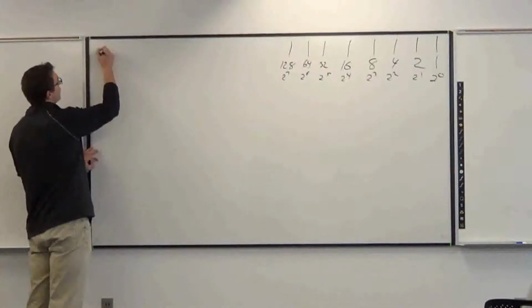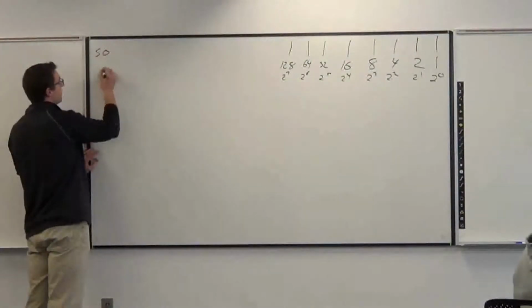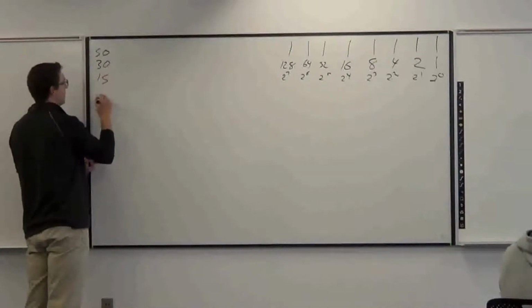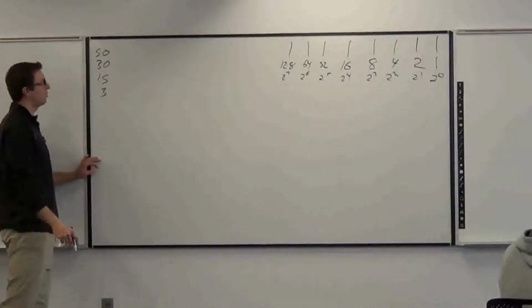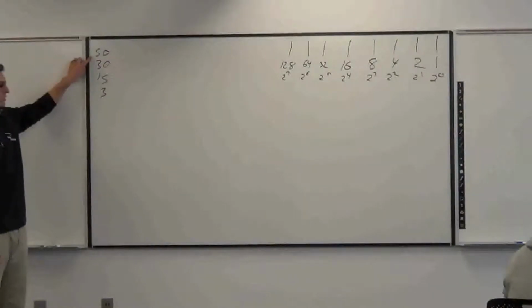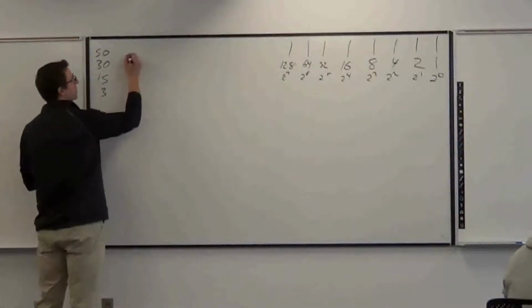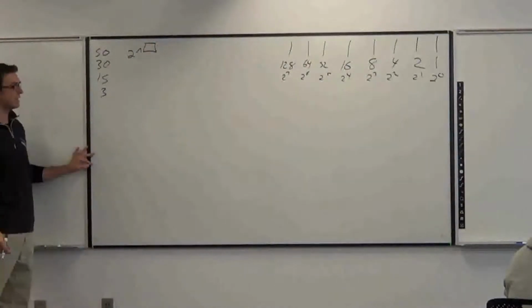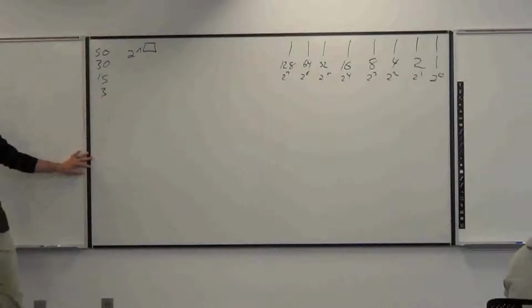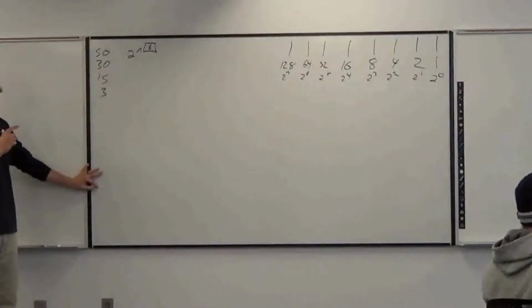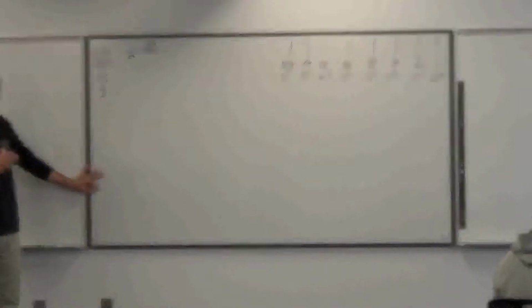If I gave you device requirements of 50, 30, 15, and 3, what we would do is take the highest host requirement, in this case 50, and ask ourselves, 2 to what power will give us at least 50 hosts? So you can choose 2 to the 6th. Questions with power number? Okay.